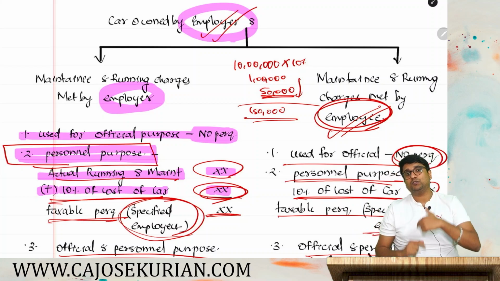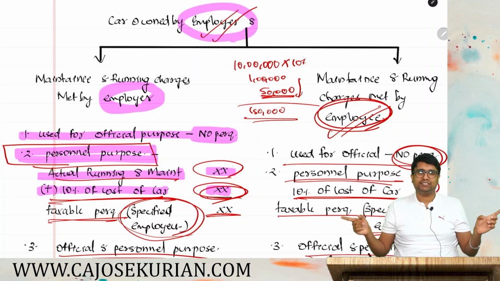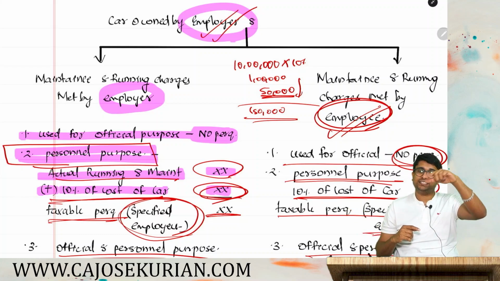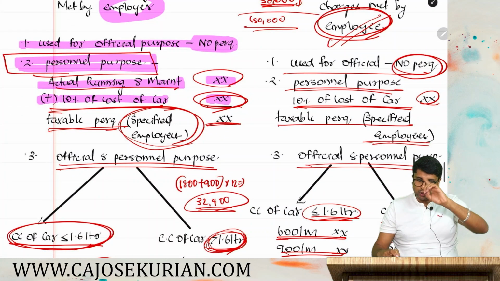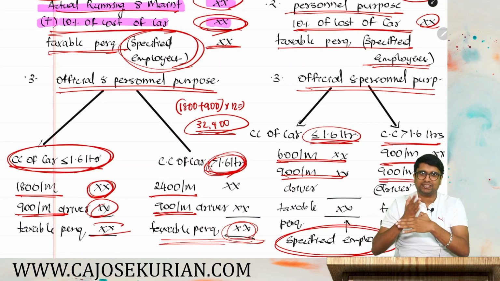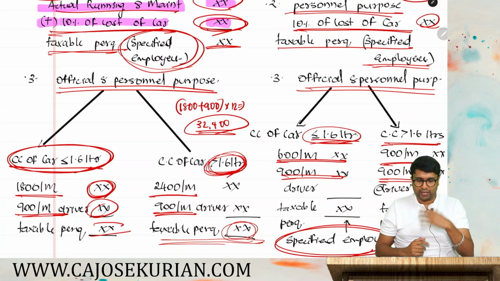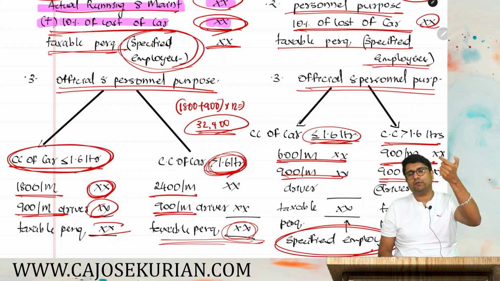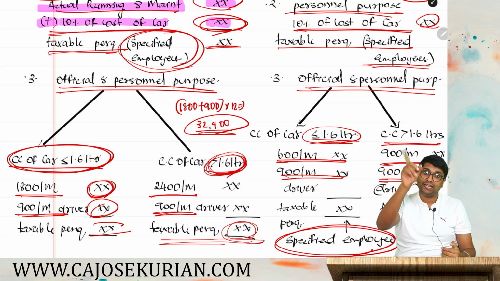Now, car is used for official as well as personal purpose. Check the cubic capacity of the car. If the cubic capacity is more than 1.6 liters, then 2400 rupees per month shall be the value of taxable perquisite. Plus driver is there, additional 900 per month. Now, if the cubic capacity is less than or equal to 1.6 liters, then 1800 and 900.